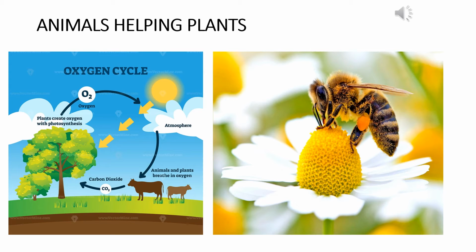In the second picture, we can see that a bee is collecting nectar from the flower. When the bee is visiting this flower, the pollen grains of this flower will get attached to the surface of the leg and the wing of the bee. Now, when the honey bee moves to another flower for collecting nectar, the pollen grains will get transferred to that flower, and in the process, pollination will occur.